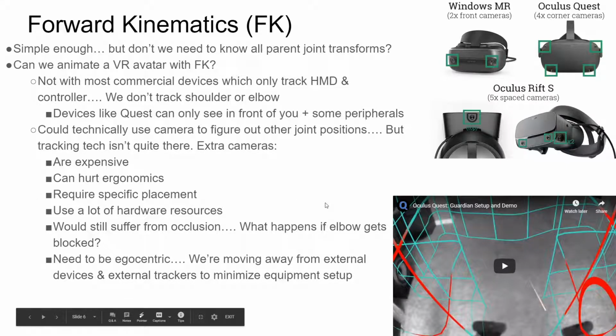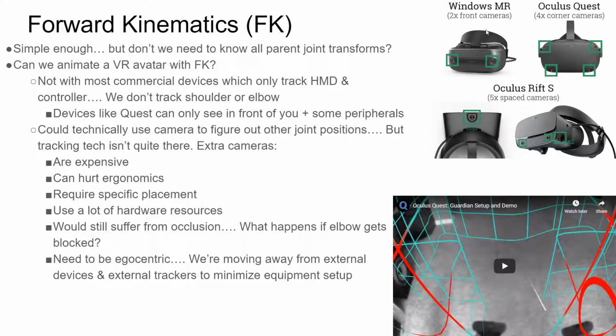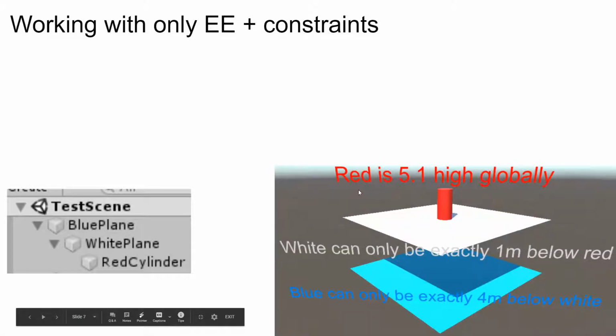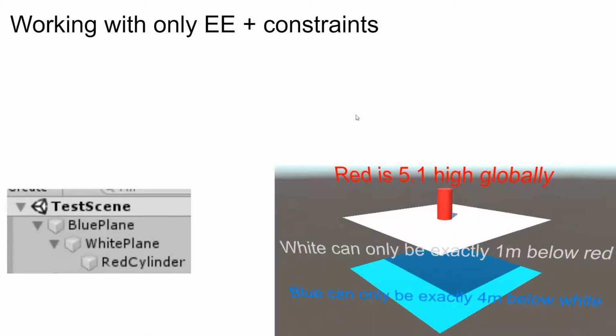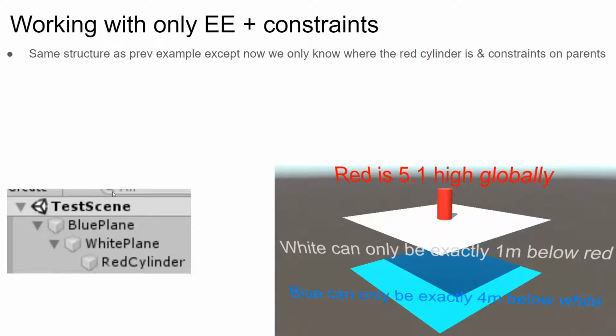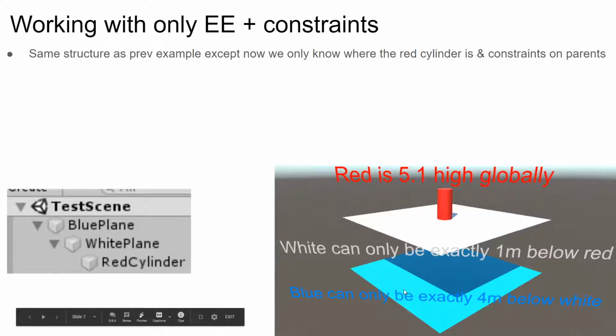And so in general, with these modern devices, we want to be as egocentric as possible. And like I just said, even if you are totally egocentric, like the Oculus Quest, and you add some infinite number of cameras to the headset, you still have problems like occlusion. So this is where IK will come in, because you can predict the rest of the kinematic chain. So I changed the example of our planes to work better with the IK explanation. We still have this parenting structure where the blue plane is the grandparent, the white plane is the parent, and the cylinder is the end effector.